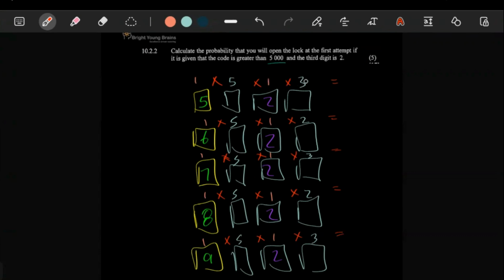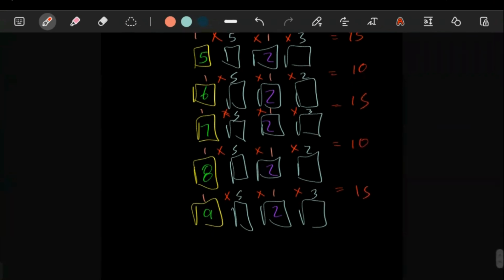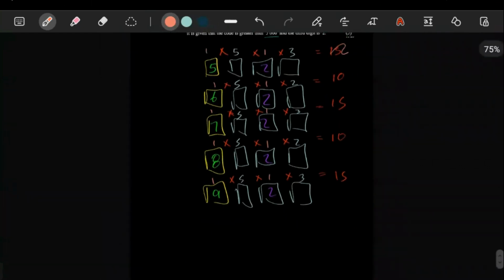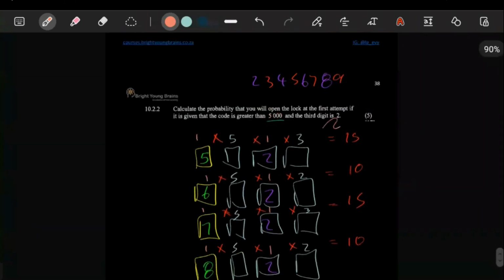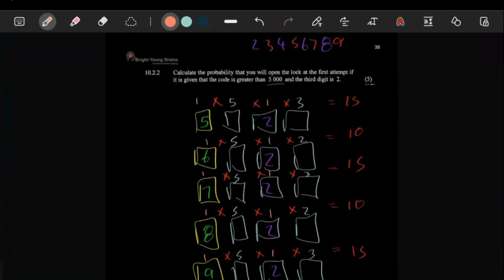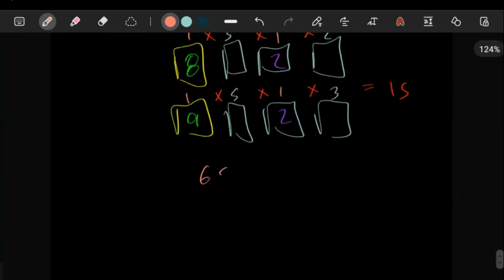So let's see, 5 times 3 is 15. 1 times 5 times 1 times 2, that's 5 times 2, that's a 10. 5 times 3, that's a 15. This is 10. This is 15. So all we want to do is to add up all these values, right? 15 plus 10 plus 15 plus 10 plus 15. Let's see what that gives us. 45 plus the 20 there, that's 65. So the chances that we're going to have a number bigger than 5,000 and the third value is a 2 and it is still going to be an even number, you only have 65 options like that.